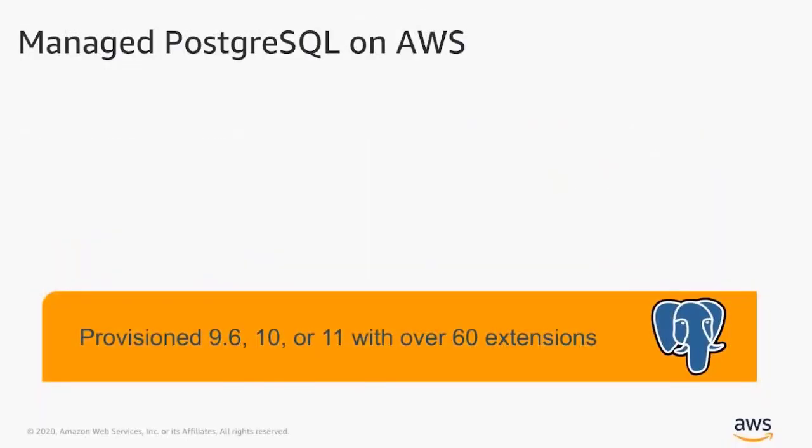But let's talk about managed Postgres in AWS. First off, with managed Postgres, you of course get it provisioned, and you can get Postgres versions 9.6, 10, or 11, with more than 60 extensions supported. And that's one unique thing about Postgres, its extensibility. We ship more than 60 of the most common extensions with both RDS for Postgres and Aurora Postgres.